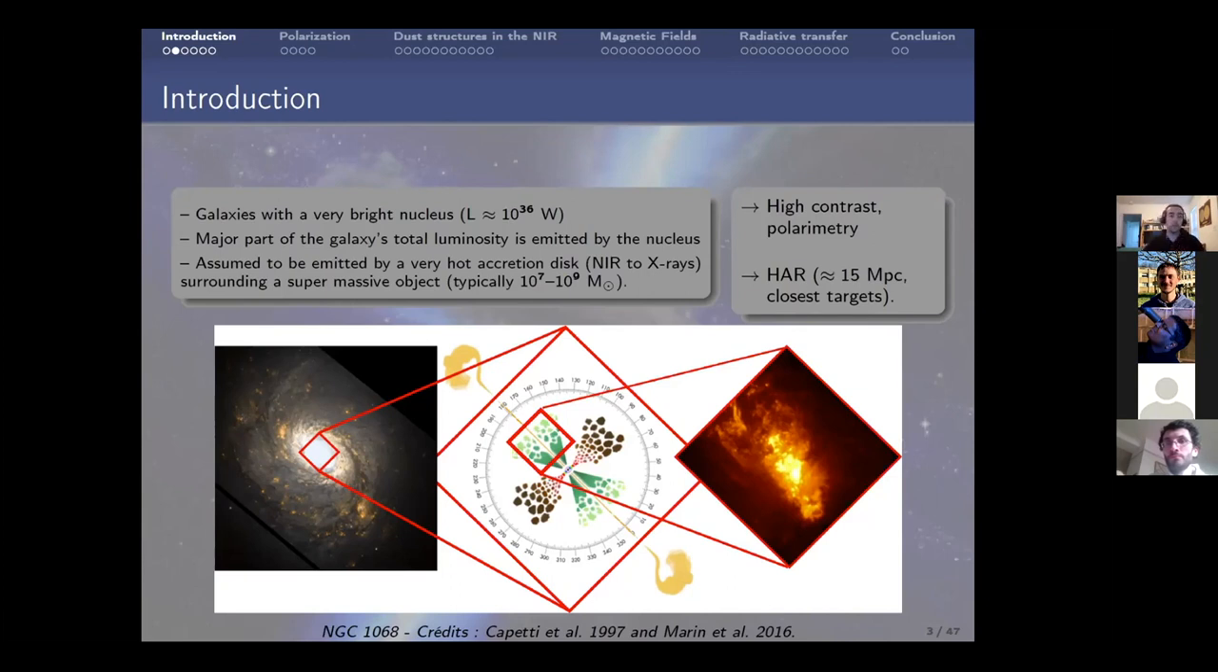And also very close to a very bright source. So for that we need very high contrast imaging and high angular resolution to be able to see and study this not so bright region, very close to the innermost region, and understand further how AGN are actually working.